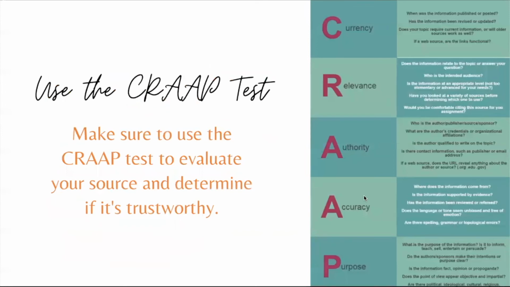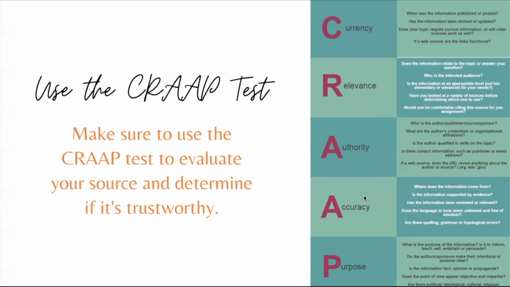The CRAB test is also another measure of credibility that you can use with your sources. This acronym stands for currency, relevance, authority, accuracy, and purpose. By going through this list and asking yourselves the following questions, you can determine if your source is credible or not. Currency explores the timeliness of the research, when it was published, and if there have been any updates since.